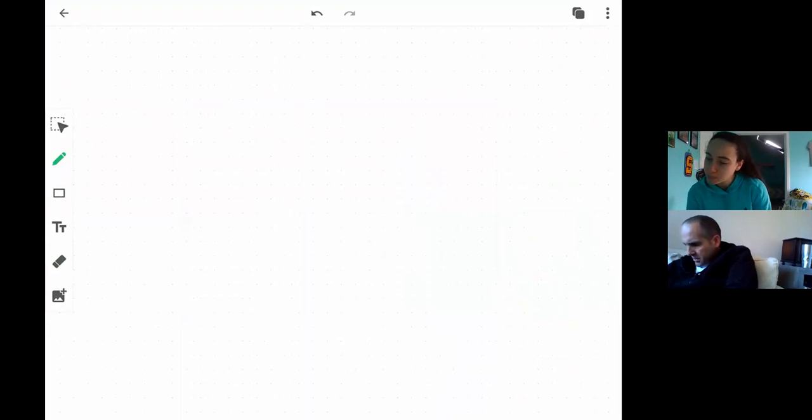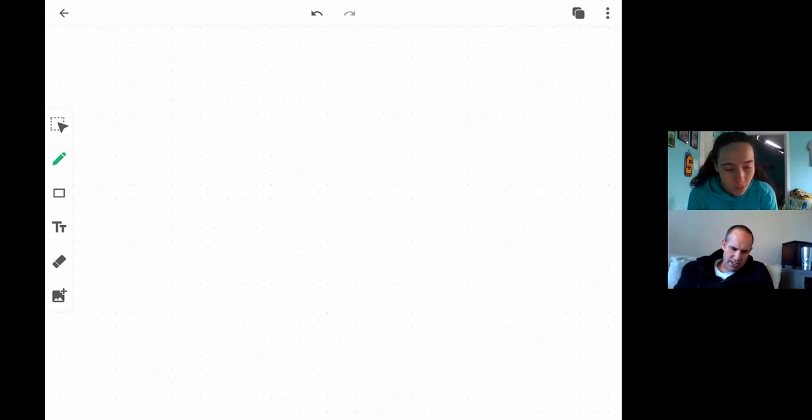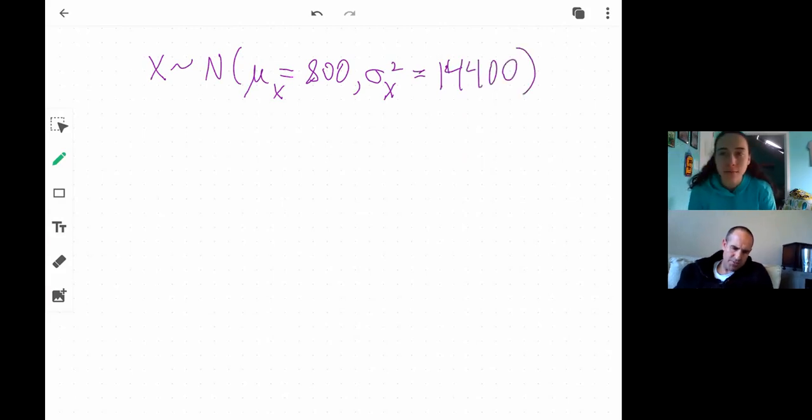Suppose that the length of life in hours, say X, of a light bulb manufactured by company A is normal with mean 800. I'm assuming that's sigma squared, right? You always have to be careful about that. Distributed with mean mu sub X is 800, and sigma X squared is 14,400.